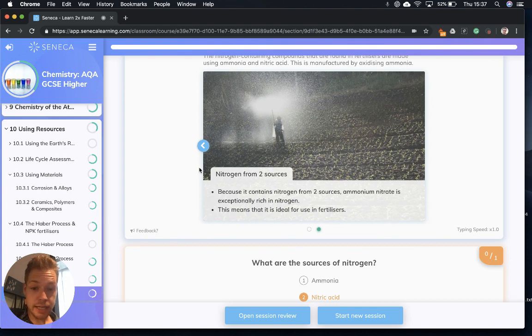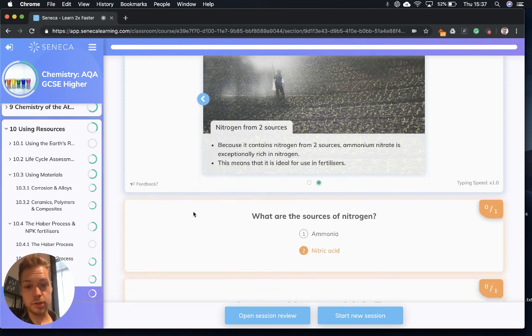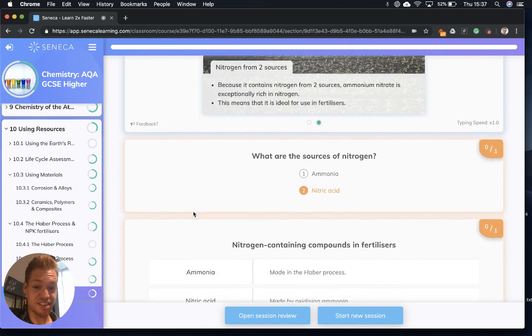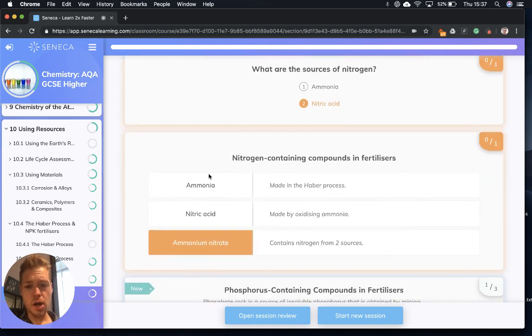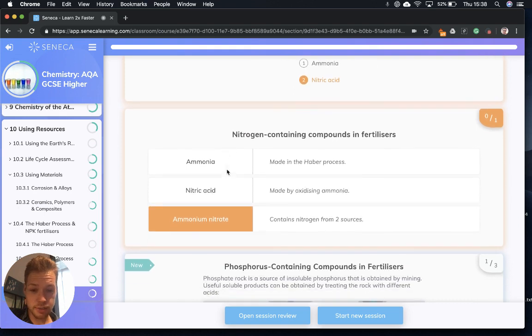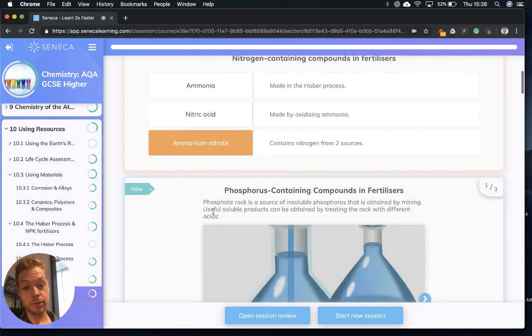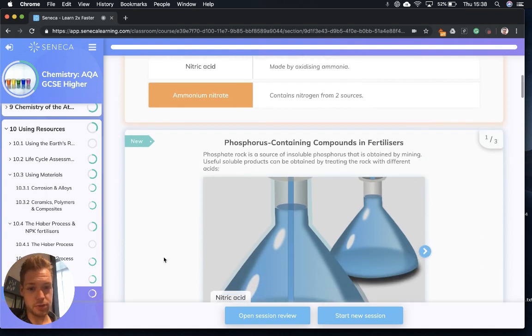Now, because it contains nitrogen from two sources, ammonium nitrate is exceptionally rich in nitrogen, so it's ideal for use in fertilizers, okay? So ammonium nitrate, exceptionally rich, stunning. So ammonia, do you remember where we get that from? We get that from the Haber process, which is covered in some other episodes, so make sure you check that out. And nitric acid we get from oxidizing ammonia, and then ammonium nitrate, boom, we combine those two sources.